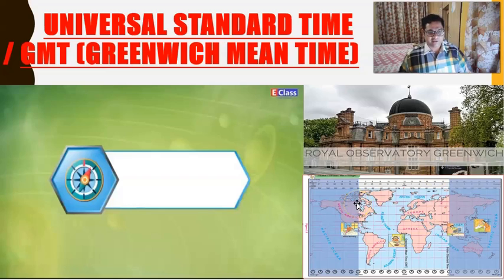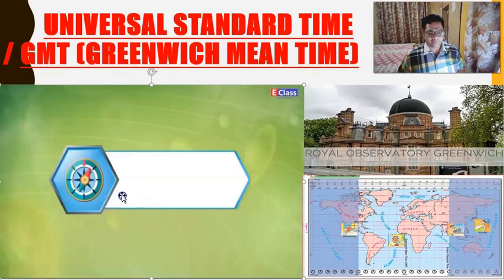For example, the Indian Standard Time is 5.5 hours ahead of the GMT. If it is 5 p.m. at Greenwich, then in India it will be, tell me what time it will be? It will be 10:30 p.m. And if it is 2 p.m. in India, then at Greenwich, what time will it be, children? Tell me. Think. It will be 8:30 a.m.